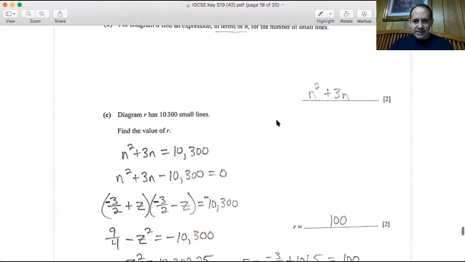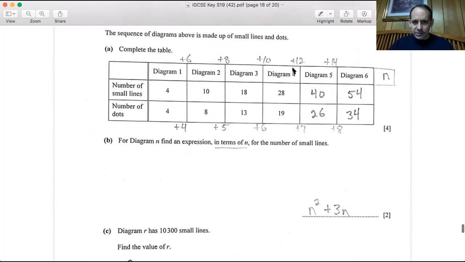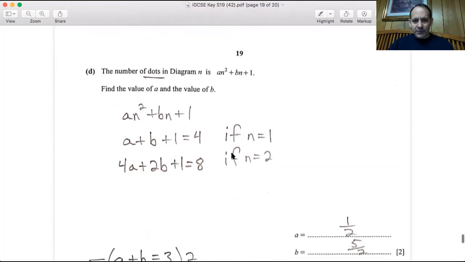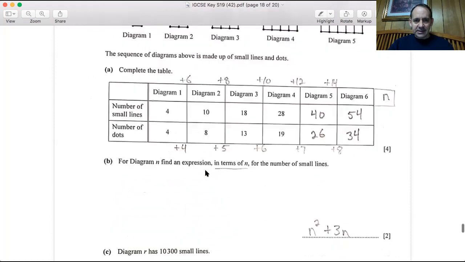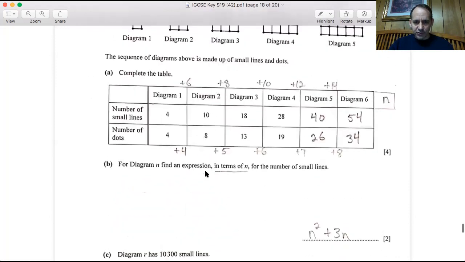Well, since you have a lot of diagrams to choose from, you can pick whichever diagram you want. Since we're dealing with numbers, I prefer to deal with smaller numbers, so I use diagram 1 and 2 with number of dots of 4 and 8. So if you pick diagram 1, 1 being the n, you get a plus b plus 1 equals 4. That was the number of dots. If you pick diagram 2, 2 being the n, you get 4a plus 2b plus 1 equals 8. Again, 8 being the number of dots when n equals 2.